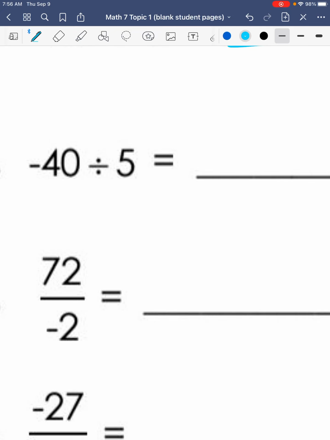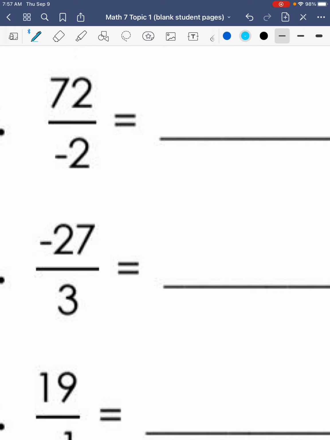Okay, moving on, I've got negative 40 divided by 5. So I've got a negative integer divided by a positive integer. So I know that my answer has to be negative. And negative 40 divided by 5 is going to be negative 8.